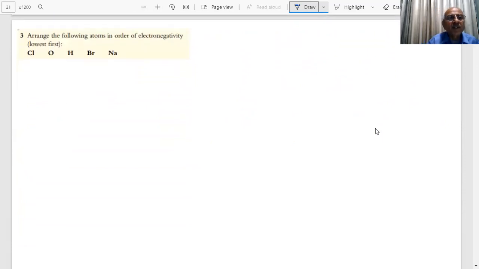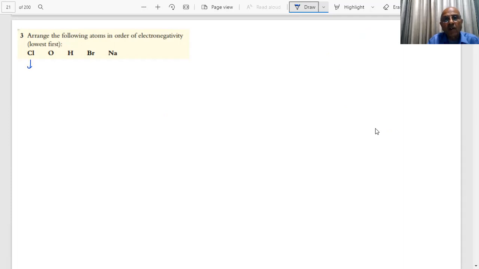Arrange the following atoms in order of electronegativity. Tell me which has the smallest electronegativity here. We have given you the scale, student. Which is the least electronegative of all these? Tell me. What is the electronegativity value which we have given you? What is the electronegativity of Cl?